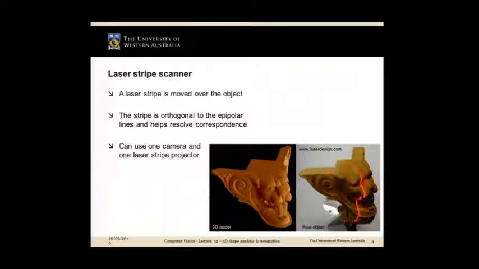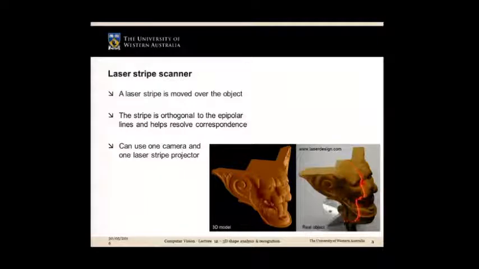Now let's say there are 1,000 points in this image. How many times do you need to project this stripe? Going all the way from here to here, let's say you have 1,000 columns, then you need to scan it 1,000 times. You project it, you move it, you project it, you move it, right? As such, acquisition with this laser stripe is a very slow process.